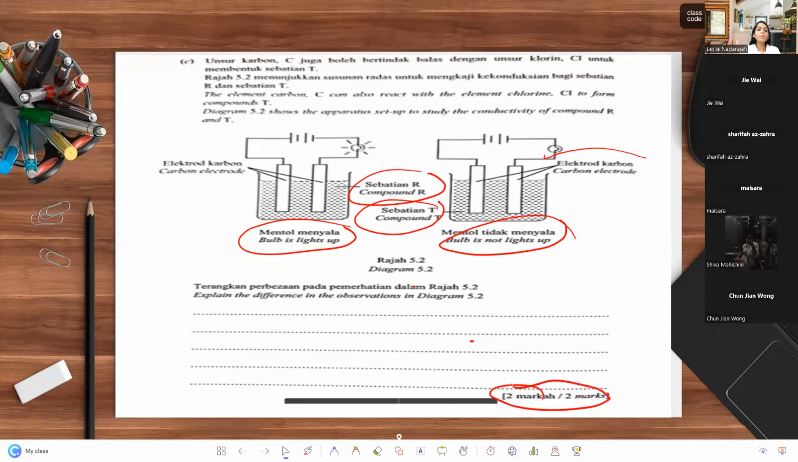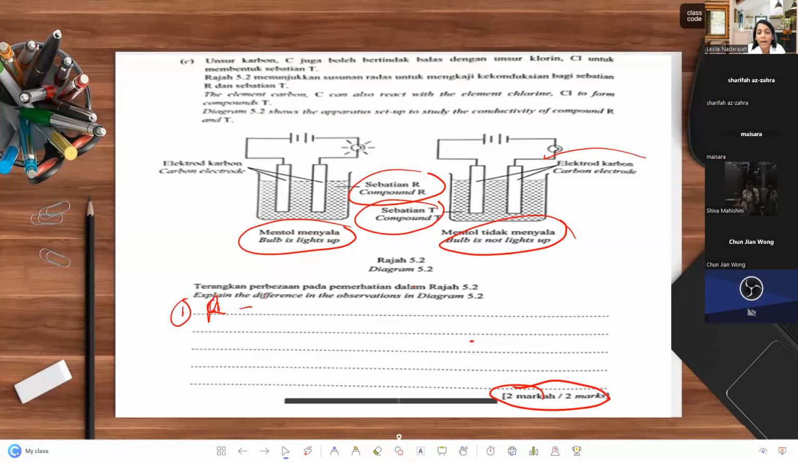So you need to talk more. What do you think is compound R? What do you think is compound T? Which one do you think is an ionic compound? Which one is a covalent compound? Compound R is ionic, T is covalent. Everybody writing down the answer there. So compound R, teacher writes in short form, R is perfect.